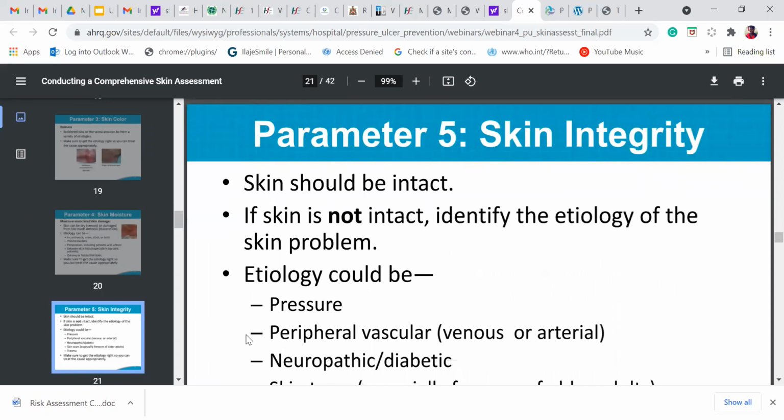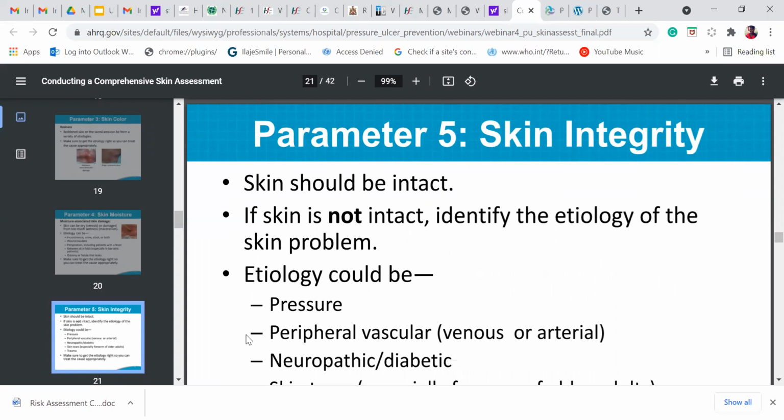The fifth parameter is skin integrity. So what's the integrity of the skin? Usually the skin should be intact, it should not be broken. There should not be any break in the layer of the skin. So if the skin is not intact, identify the etiology of the skin problem.